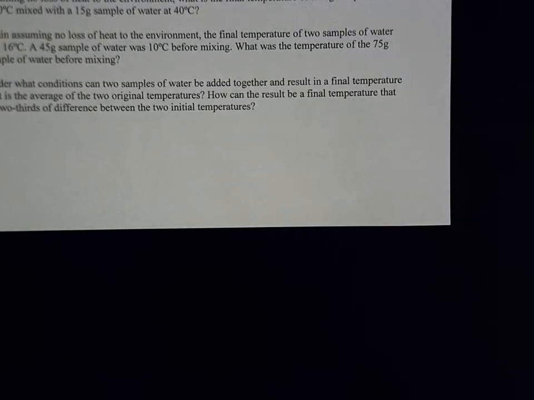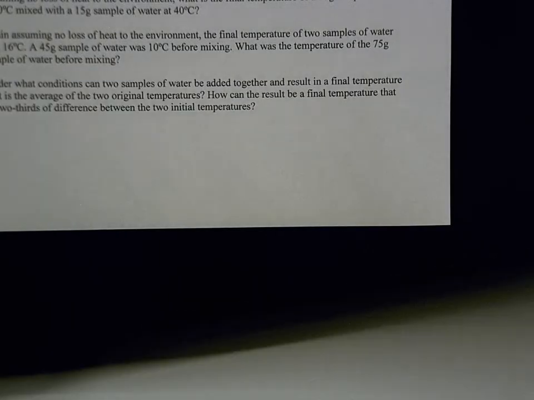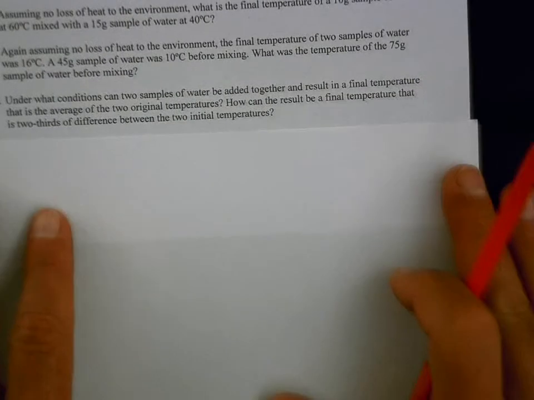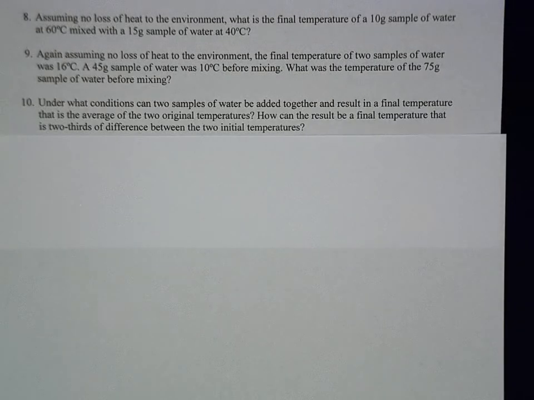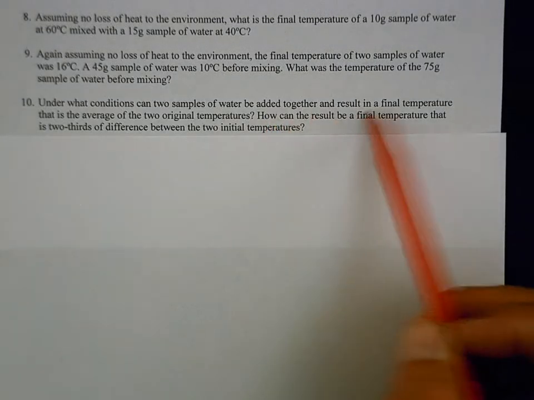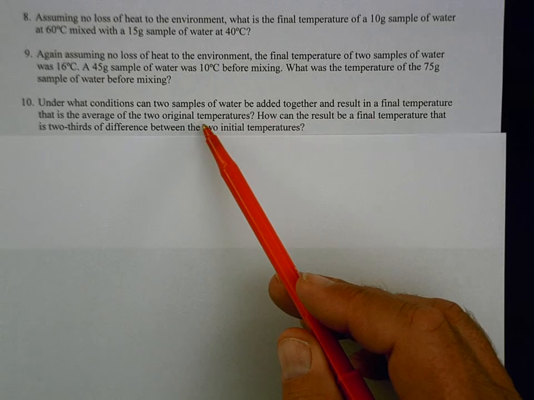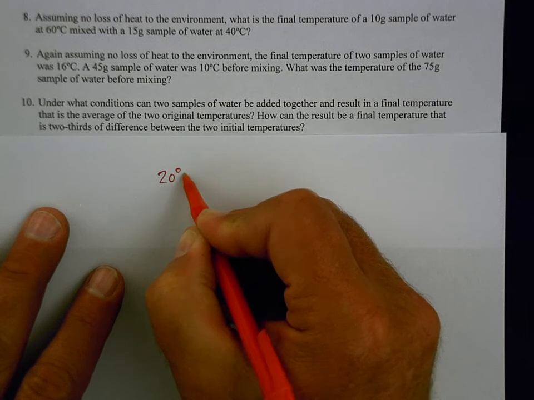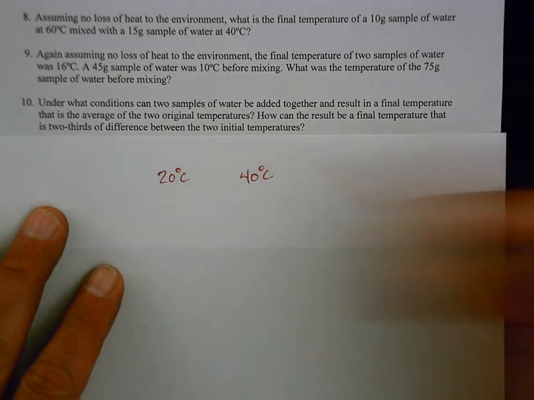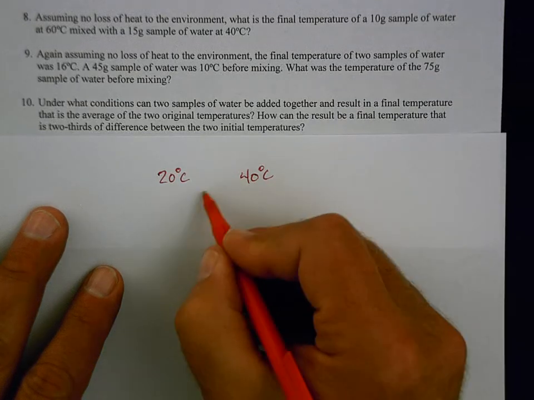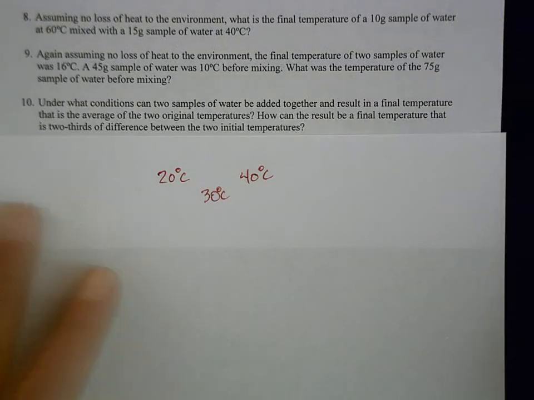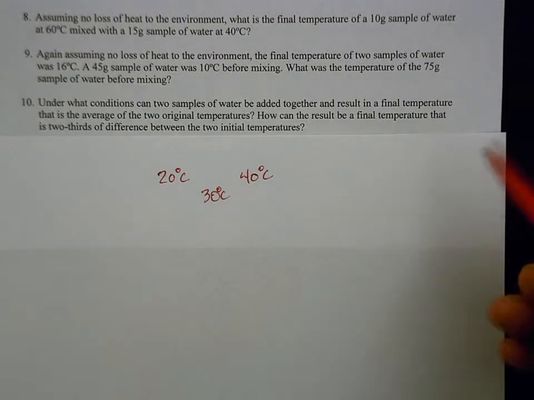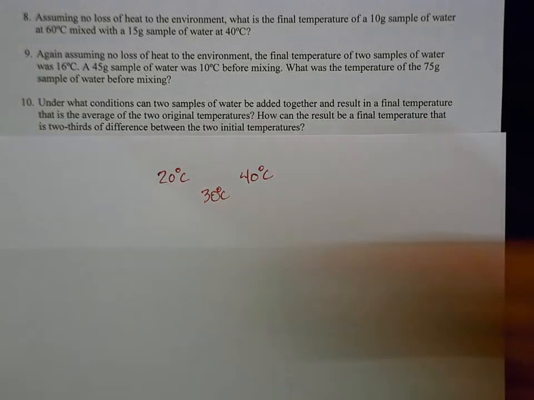Now the last part, number 10, there are actually two questions there. The first one was, under what conditions would the final result be the average of the two original temperatures? So for example, if, say, one was at 20 degrees and the other one was at 40 degrees, the final temperature would be the average, would be 30. So under what conditions would that be true? And then there's the second question, which is, under what situation would it be 2/3 of the difference?